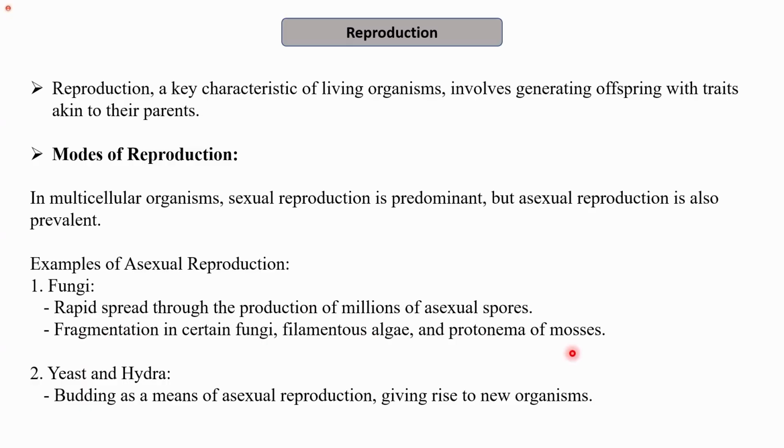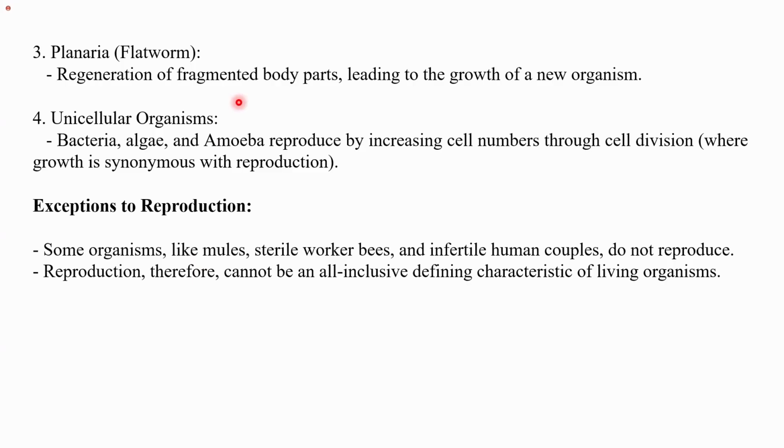There are also different types of asexual reproduction. In yeast and hydra, another mode of asexual reproduction is budding. So budding is a means of asexual reproduction that gives rise to new organisms. Now there is another kind of reproduction, which is regeneration of fragmented body parts that leads to the growth of a new organism. For example, planaria, also known as flatworm, regenerates through fragmented body parts, thus leading to the growth of new organisms.